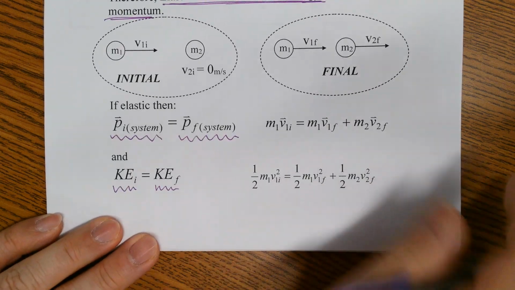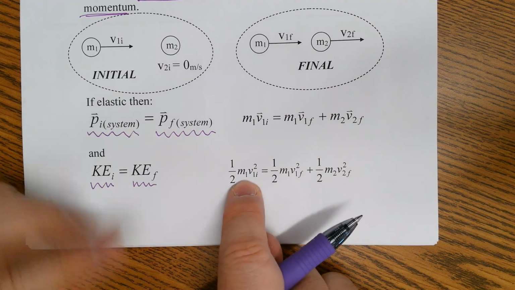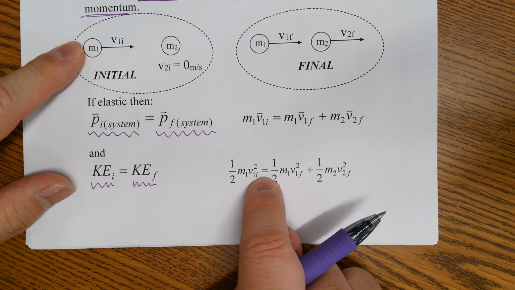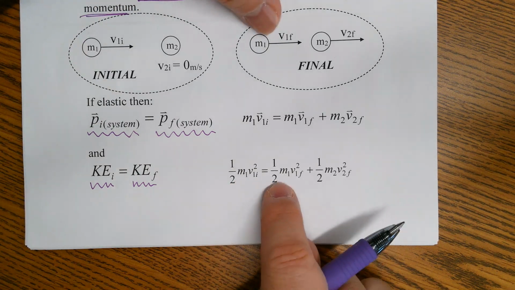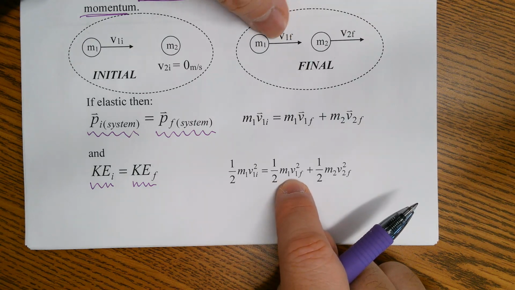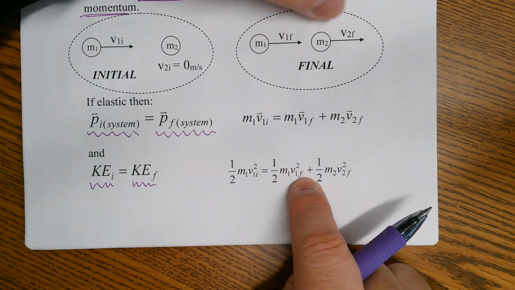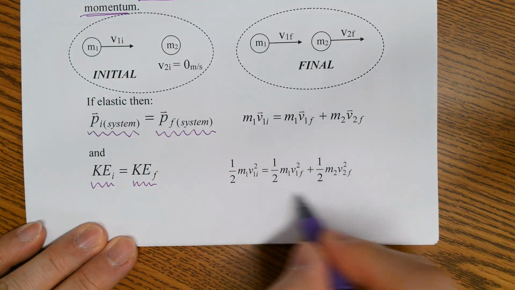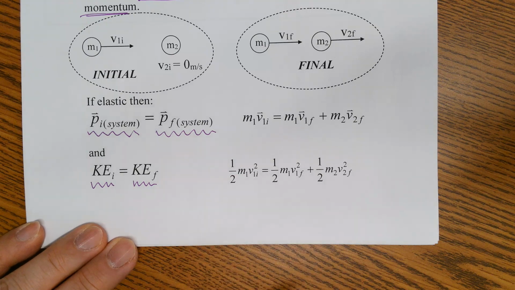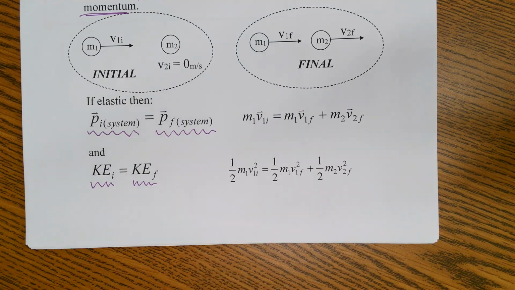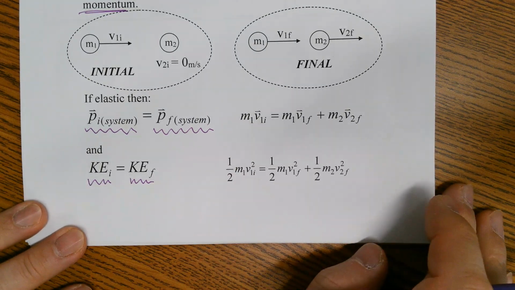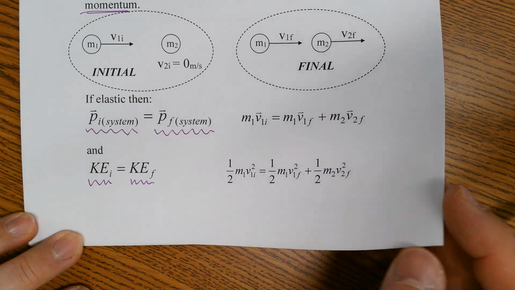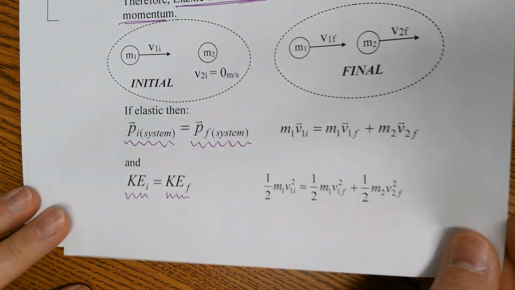And similarly for the kinetic energy, the energy of mass 1, which is 1/2 m1 v1 initial squared, must equal the kinetic energy of 1/2 m1 v1 final squared plus 1/2 m2 v2 final squared. So when I add these two up and compare with the initial kinetic energy, they better be the same. Okay? So we will put more examples later in this.